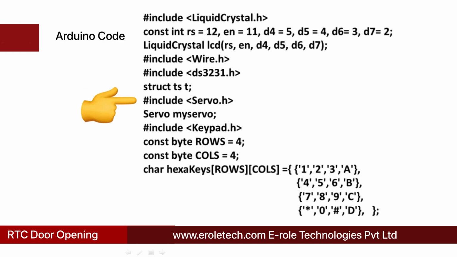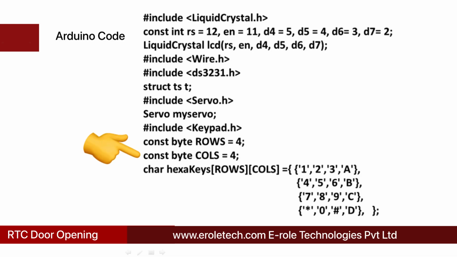To control the servo motor, we will include the servo library in the program. To include the library, we will write #include Servo.h. Servo myServo. myServo is a variable which will store the value of the angle at which the user wants to rotate the servo. Now we will include the library of the keypad. To include the library, we will write #include Keypad.h. Now we have declared two variables.